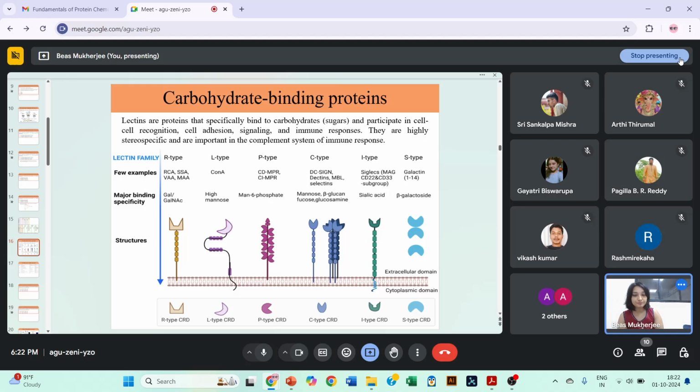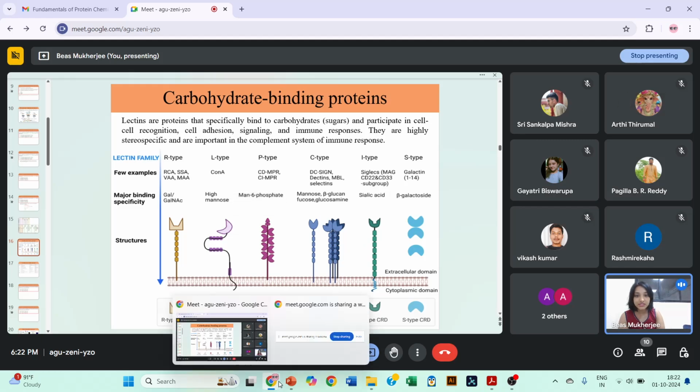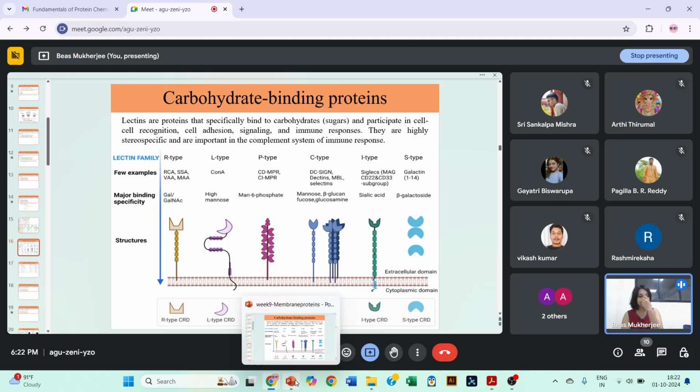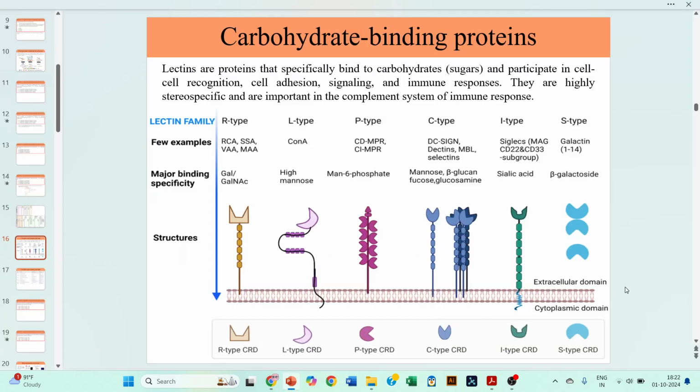So here is a figure for the different families of lectins. Examples are given. You can see R type, and then there is L type, and under L type comes concanavalin A. There is P type, C type, and the basic difference between all of these different types is basically the binding specificity and the structure. Okay, that is the major difference. You can read about all of these different types. It is there in, I think, the videos which ma'am taught you, so you might already know. Right? So these you must remember.